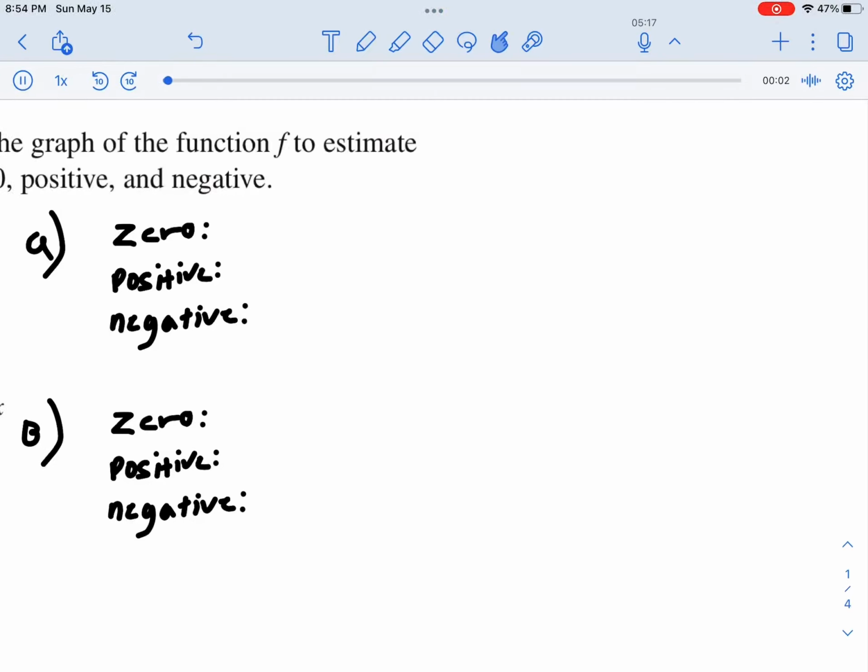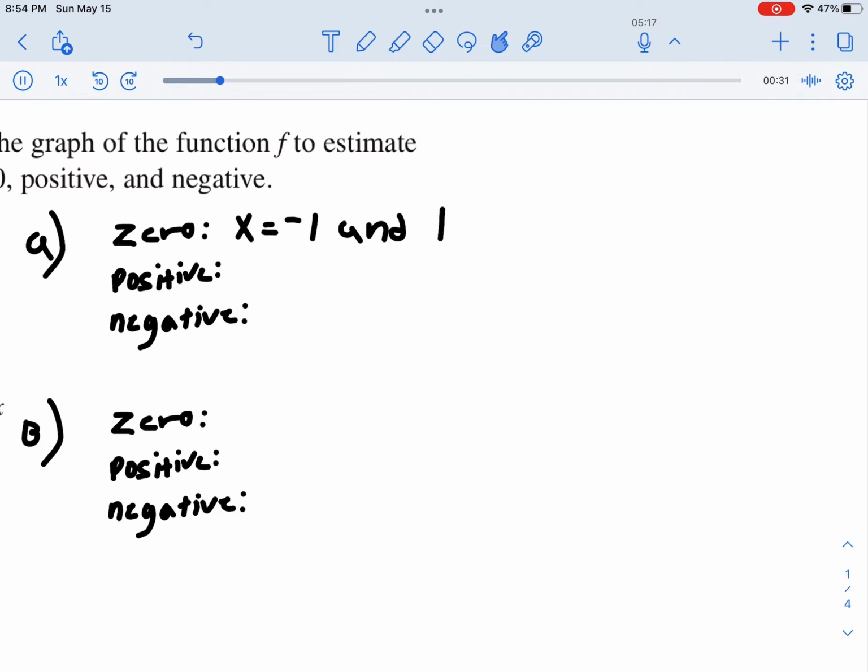Let's start with interpreting some graphs of f. For question 21, part A wants us to find where f prime is 0, positive, and negative. We can find this by looking at the slope of this graph. To find where the 0 points are, you are looking for where the slope is 0. And that happens at -1 and +1.